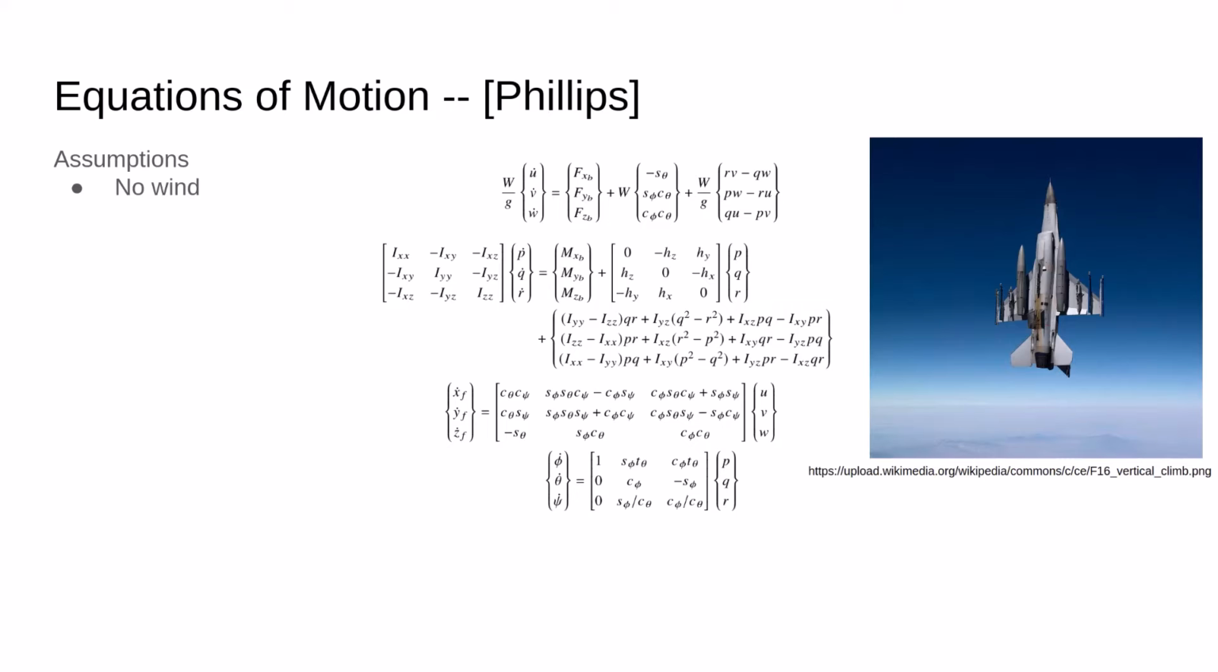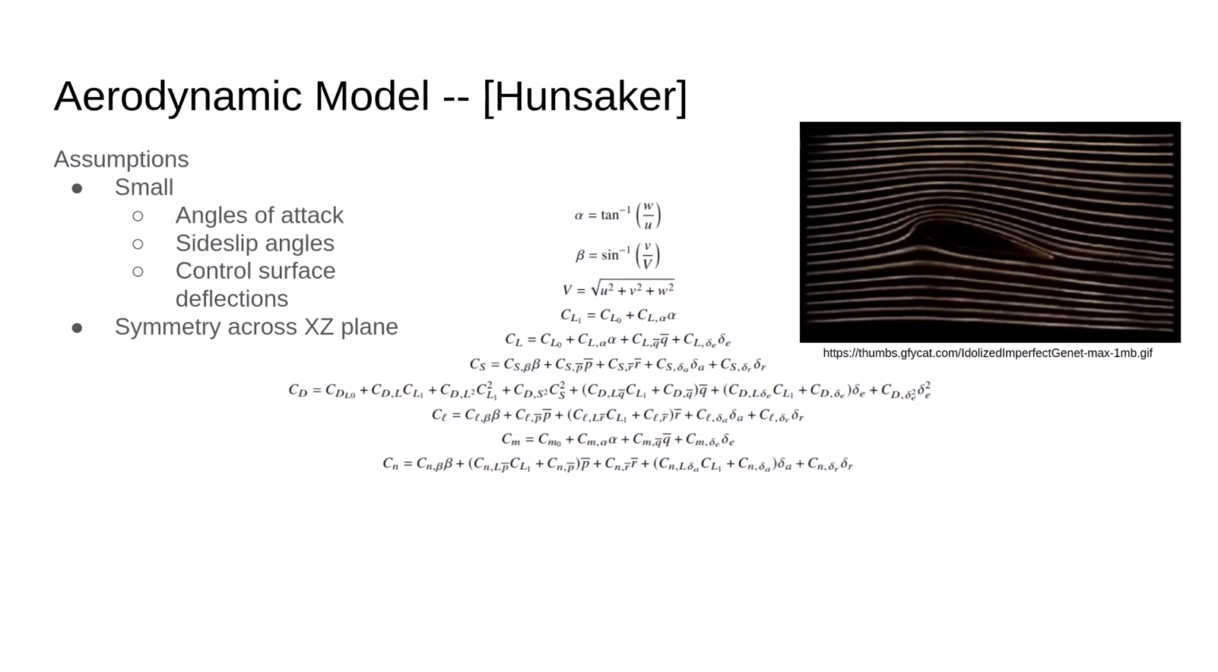So these are the equations of motion that my flight simulator uses. There's one main assumption built in: that there is no wind in the flight simulator. We'll talk a little bit more about other assumptions that are built into my flight simulator, but these equations were developed by Phillips. And on the right you can see a picture of the F-16. That's an actual F-16, that's not from my flight simulator, but we'll talk a little bit more about that later.